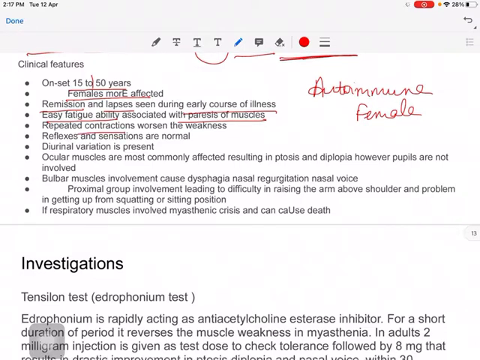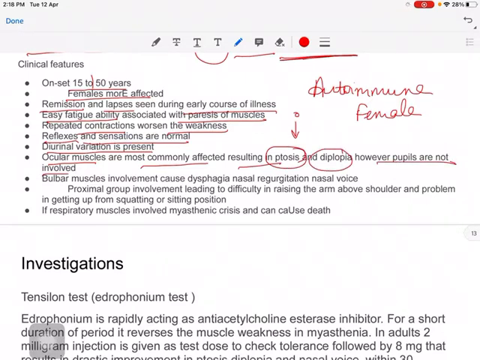Repeated contraction will worsen the weakness, and we know the reason: the more the contraction, the more the acetylcholine is released, and it gets depleted. Okay, then reflexes and sensations are normal. Only motor symptoms are there. Diurnal variation is present. Towards the evening, the symptoms will become worse. Ocular muscles are most commonly affected, resulting in ptosis, diplopia. However, pupils are not involved.